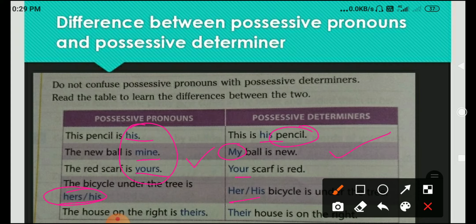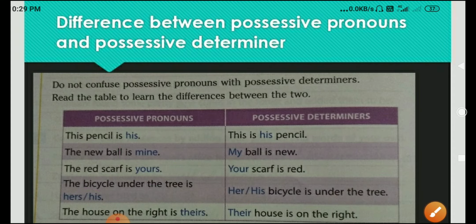Just keep the definition in your mind. Pronouns are words which we use instead of the noun, and determiners are words which we use to point out the noun. Simply, only this is important.